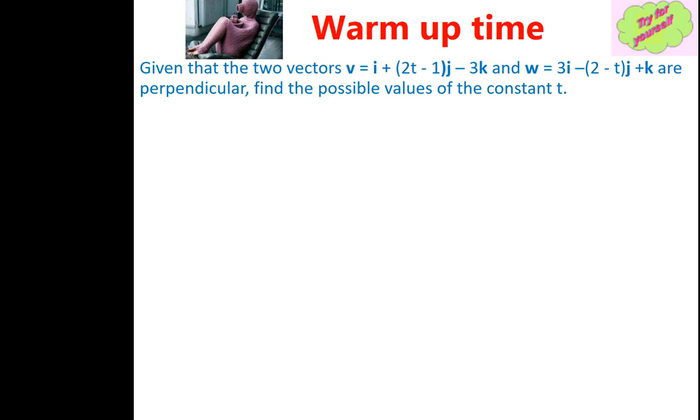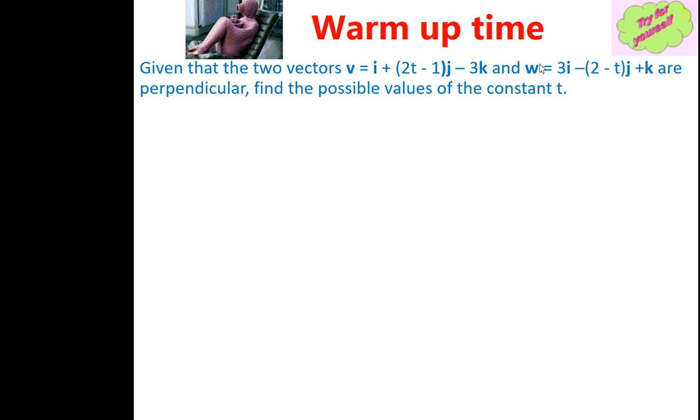Okay, another warm-up. Given the two vectors v equals i plus (2t minus 1)j minus 3k and w equals... this is looking like a scalar product and perpendicular kind of question. So if those two vectors are perpendicular, meaning they meet at right angles, find the possible values of the constant t. Remember, when two vectors are perpendicular, what does that tell us about their dot product or their scalar product?